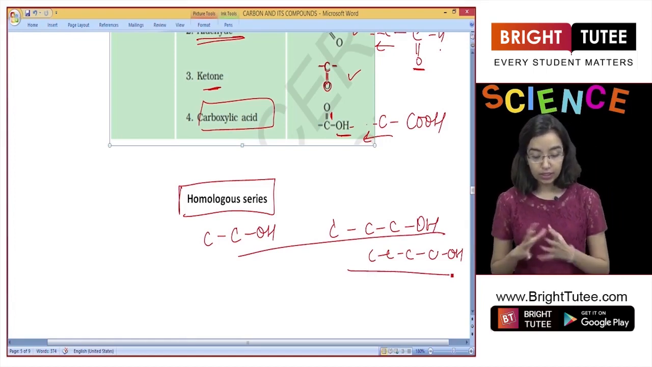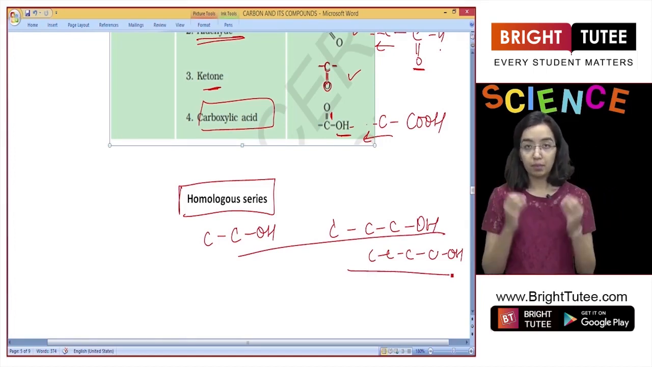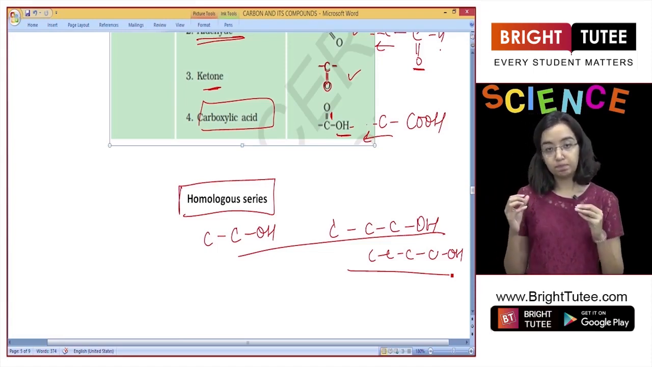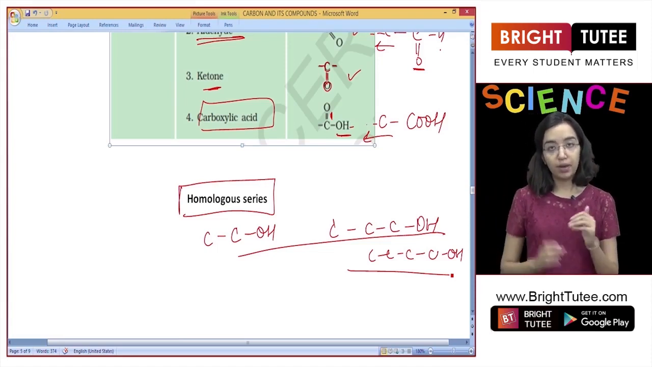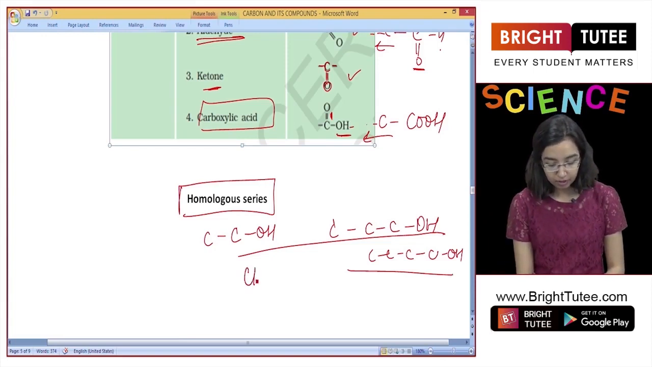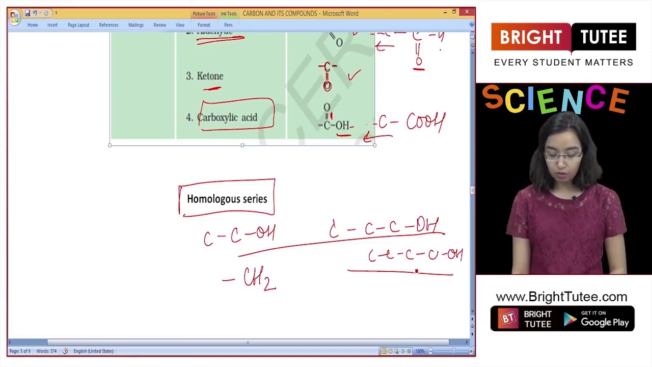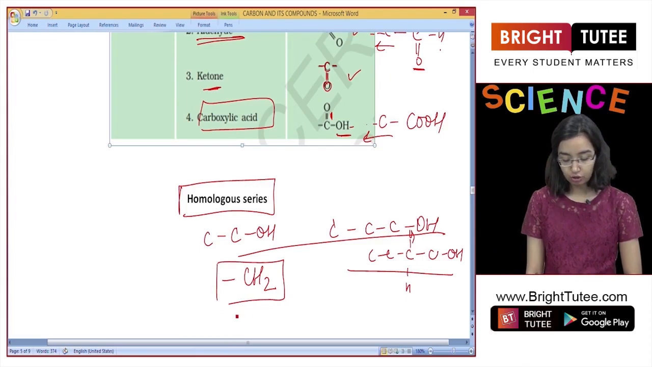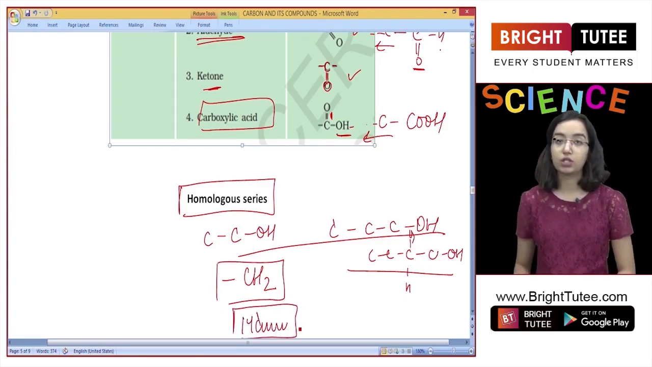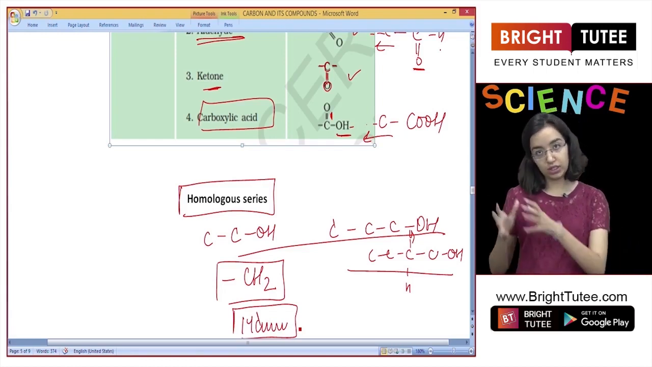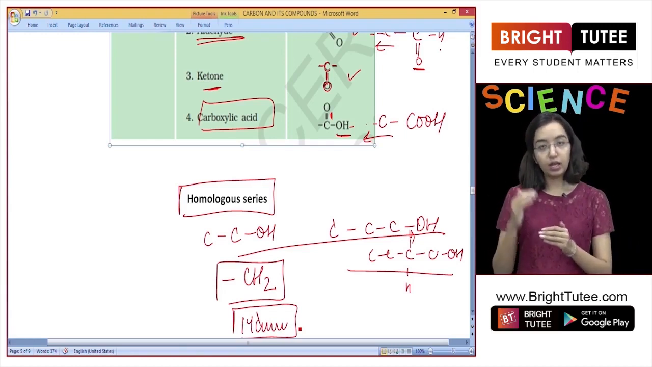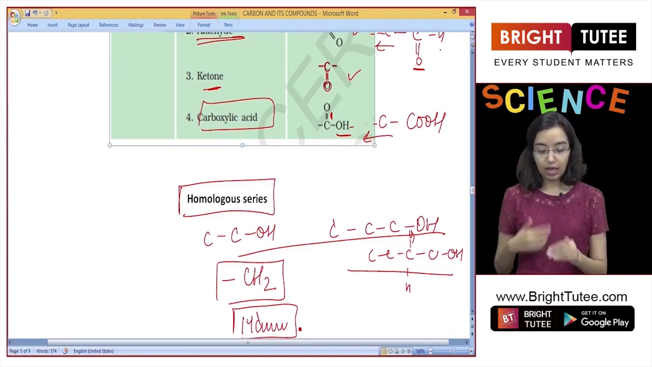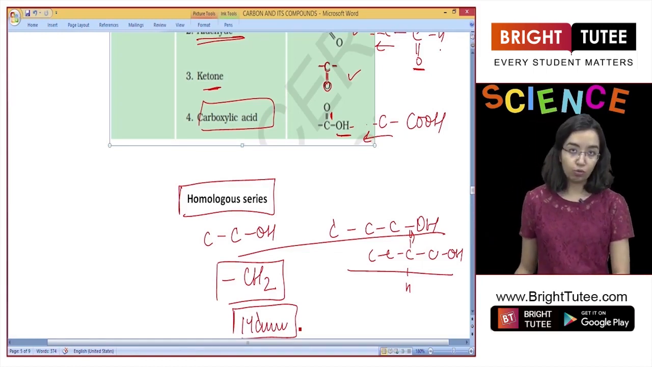So these series, these group of compounds which have similar functional group attached to them but differ with each other by a multiple of CH2, because more carbon atoms get attached and they have 2 hydrogen atoms attached to it. So they differ by 2 things. They differ by CH2 and they add 14 AMU, that is atomic mass units. So they differ by 14 atomic mass unit each, one after the other, and they keep on adding CH2 in it, and that is how these series are called homologous series.